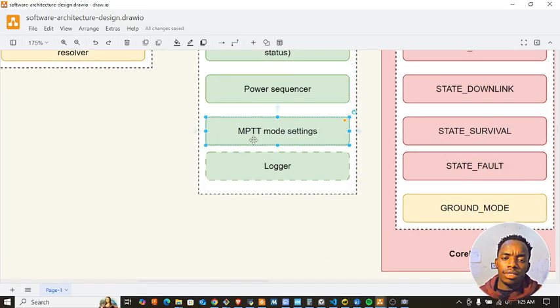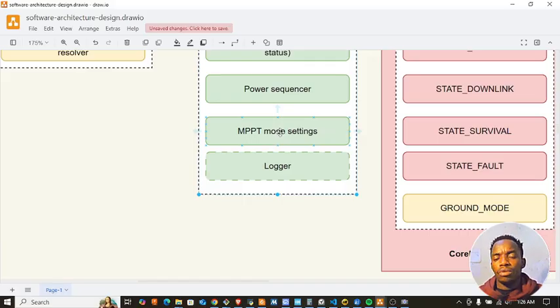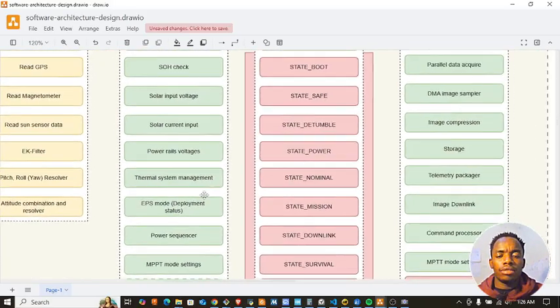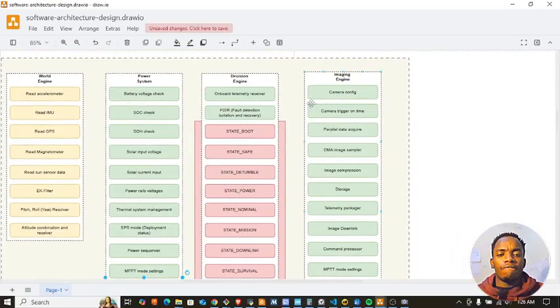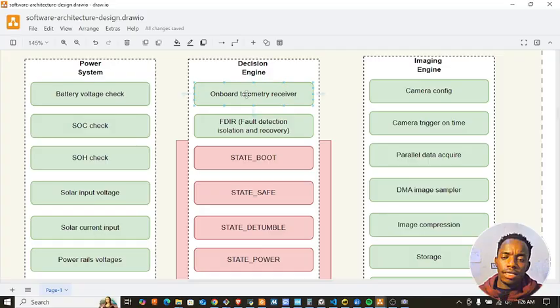Then MPPT mode settings. This is to do with the solar systems. And of course, we have to log that data of the EPS. Next, I'll discuss the decision engine. Basically, as I said, it aggregates all that data and makes the correct decision, the correct state transition. We will implement a telemetry receiver on the decision engine or in the OBC.